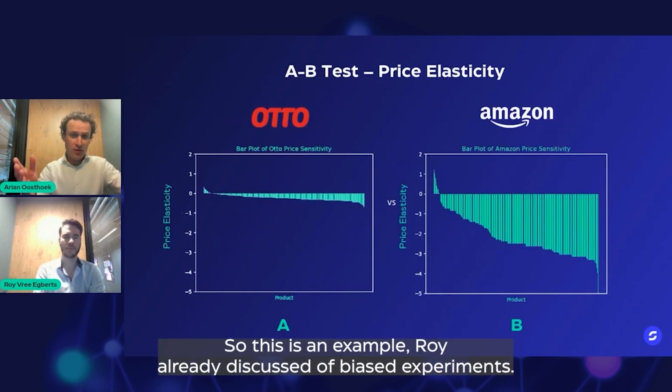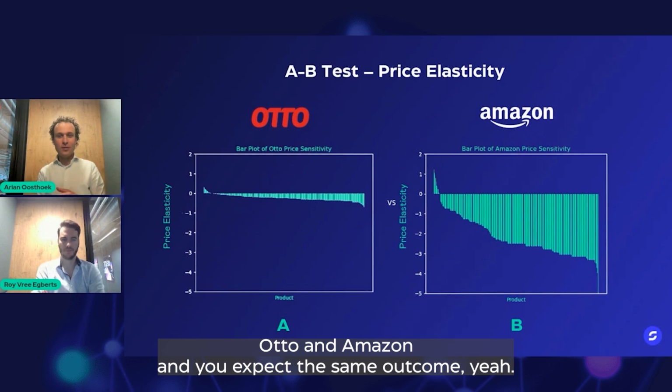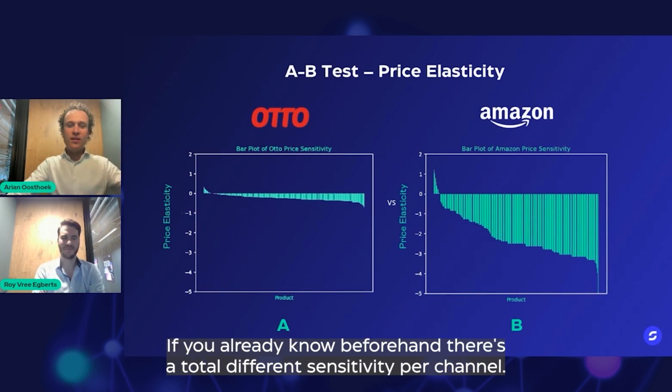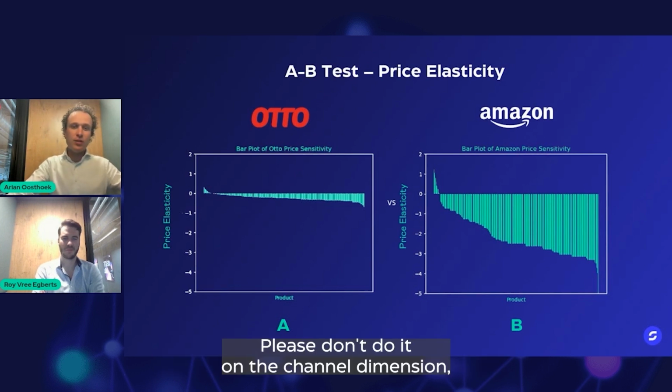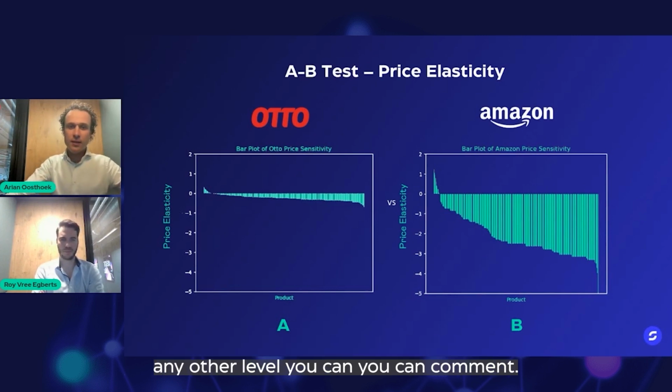Next slide, please. Yeah, so this is an example Roy already discussed of a biased experiment. If you want to have an equal experiment on Otto and Amazon, and you expect the same outcome, but you already know beforehand that there's a totally different sensitivity per channel, please don't do it on a channel dimension, but do it on another dimension. For example, on a product level or any other level you can come up with.